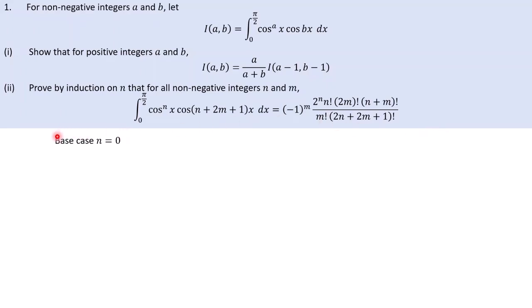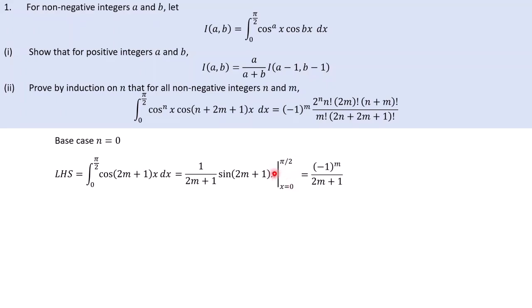So what we do is we first start by looking at the base case n equals 0, because it's induction on n, and n is a non-negative integer. What is the left hand side? This is 1, this is cosine (2m plus 1)x, so the left hand side is this integral which we can evaluate directly. 1 over 2m plus 1 sine (2m plus 1)x evaluated from x equals 0 to pi over 2. We see that when x equals 0, the sine term is 0. When x is pi over 2, you can check very quickly this is minus 1 to the m. So the whole thing evaluates to minus 1 to the m over 2m plus 1.